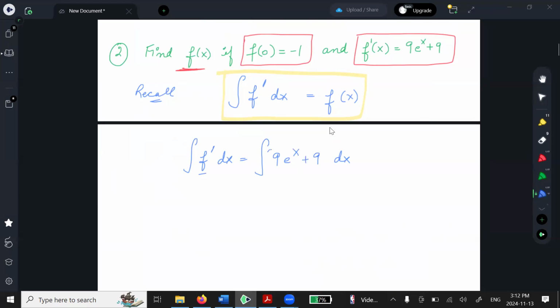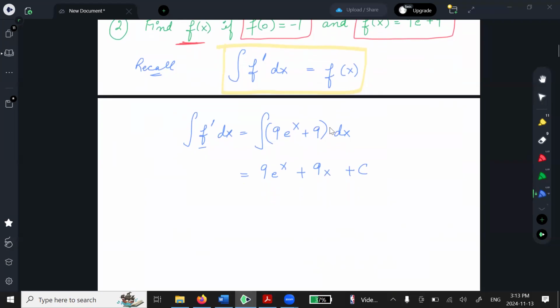And can you solve this integral? Apply the formulas. What is the formula for e to the power x? That's just e to the power x. What is the formula for 9? That's just plus c. Now we solve for the c. So this is f of x, right? Because they cancel.